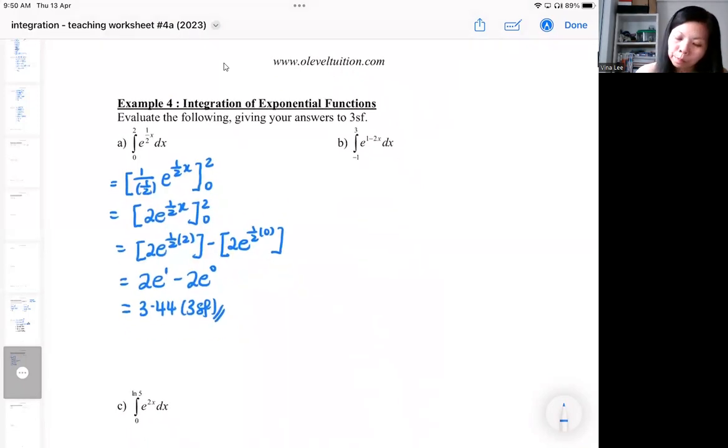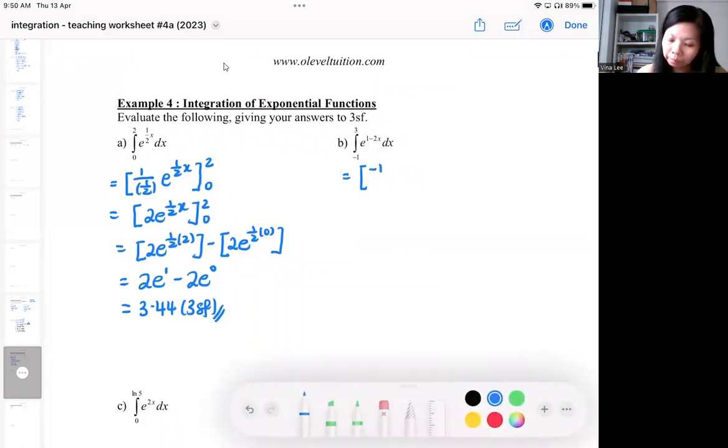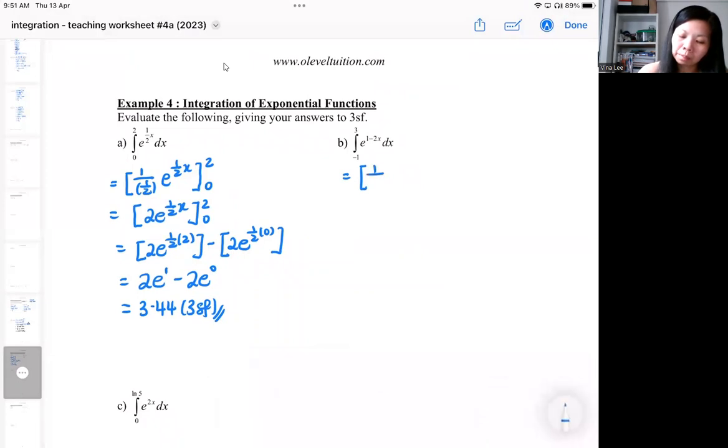Everything will be the same thing. Back to your integration. Here my a is -2. Be very careful when you have a negative. So do a top minus bottom.